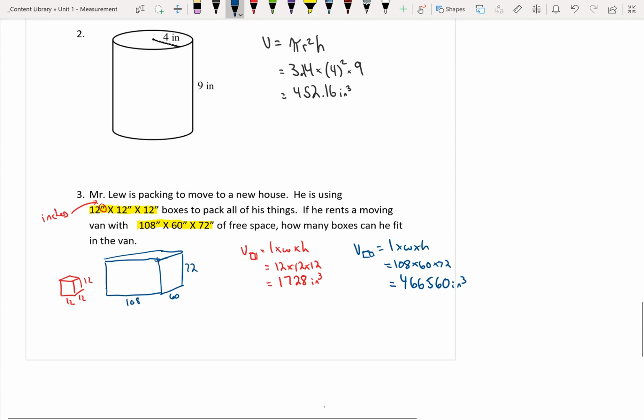If I want to figure out how many things I can fit inside another, I want to take my large space, so the large space of my moving van is 466,560, and I'm going to divide it, or break it up, into as many cubes as I can. I'm going to divide it by 1,728, which works out to 270. Therefore he can fit 270 boxes into the van.